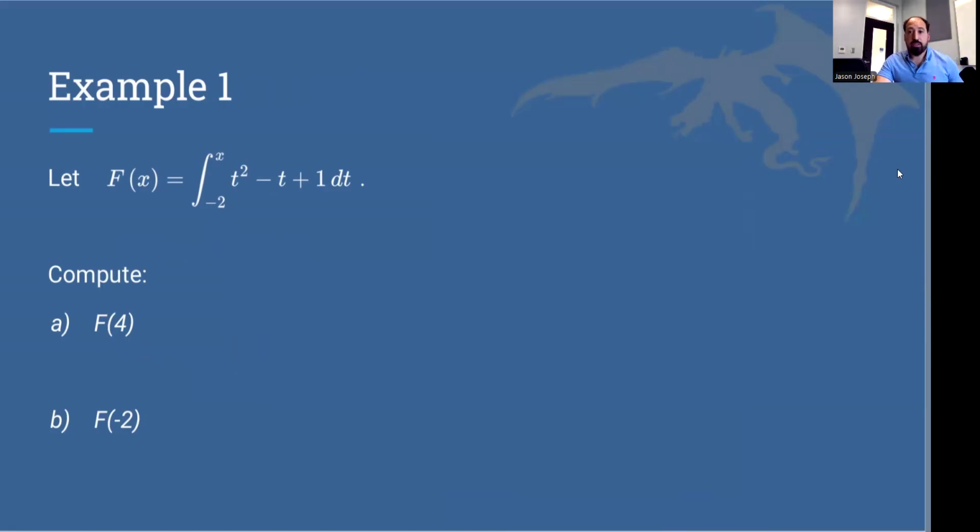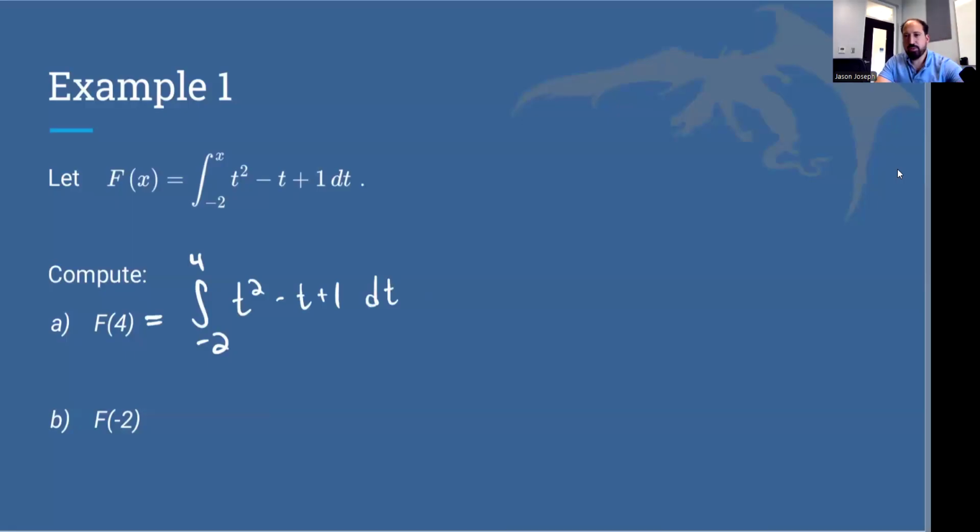So here's an accumulation function, capital F. Just to get our bearings, first we're going to calculate what is capital F of 4. That means it's the integral from -2 to 4 of t squared minus t plus 1 dt.